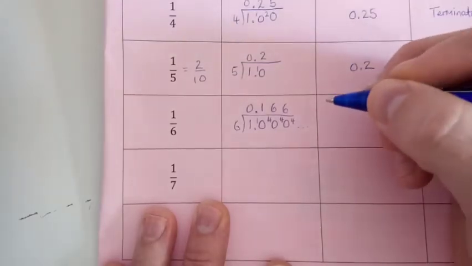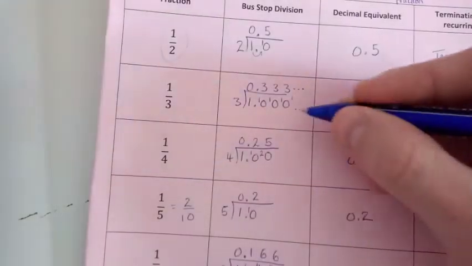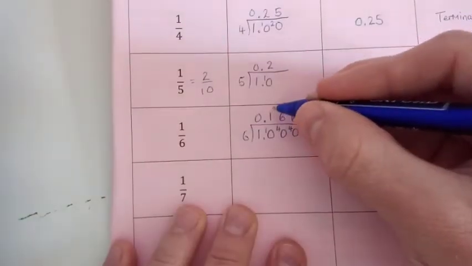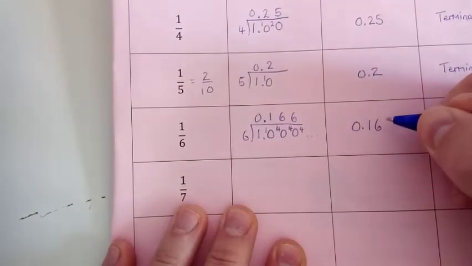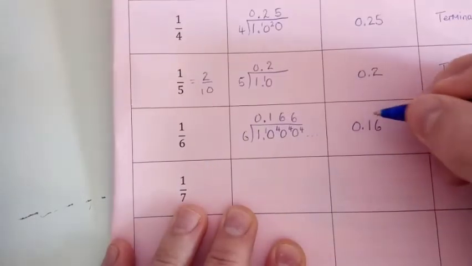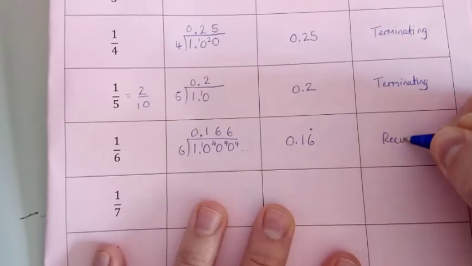We're going to keep getting this. Okay, so we're going to keep getting a 6. Slightly different to the one above, though. We just had 3's. Here we have this 1 at the start. Okay, so the answer is 0.16, and it's just the 6 which recurs. So just put a dot above the 6, not above the 1 as well, just the 6. So that is a recurring decimal.